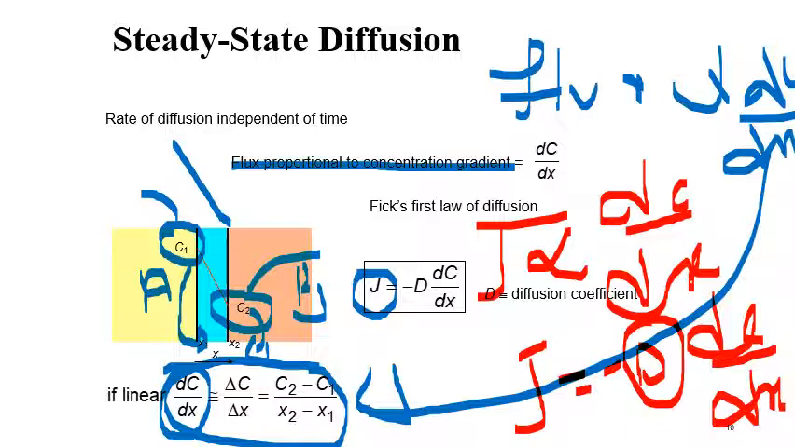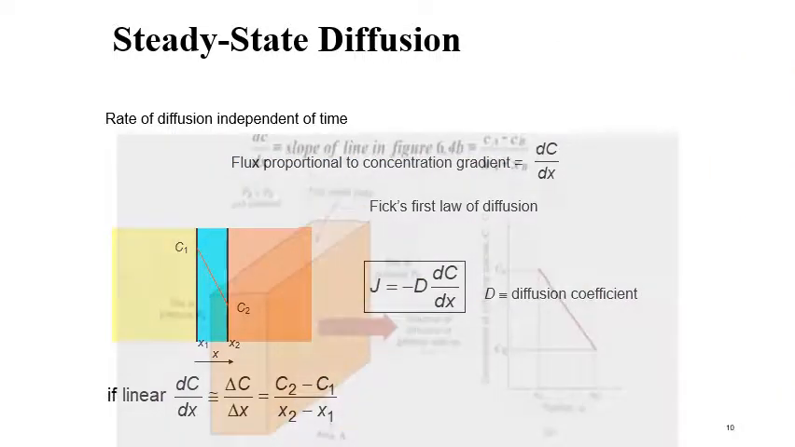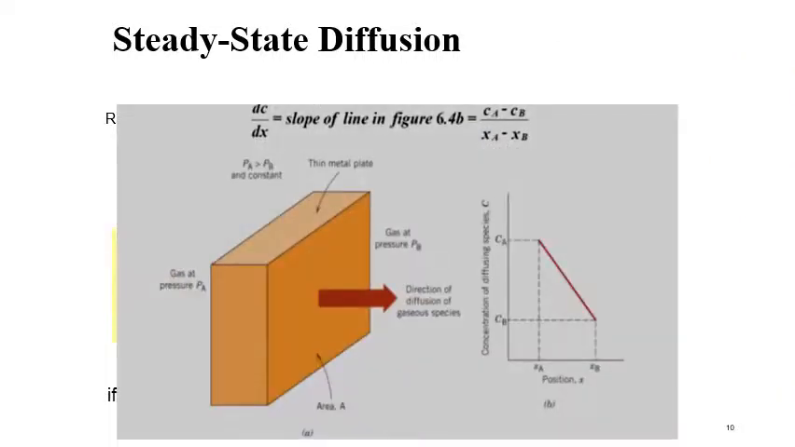Okay, now you can observe here there is a minus sign. That minus sign indicates that there will be a decrease in the atomic concentration down the line. When we move in the positive direction, there will be a decrease in the atomic concentration. So that is what the first law says. You can see it here also.